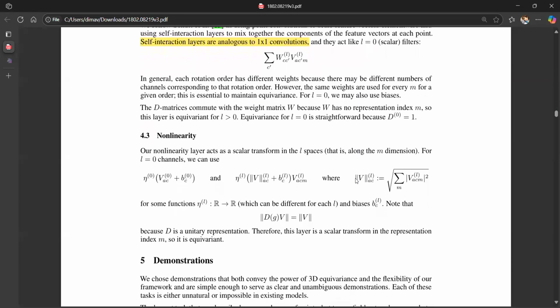Okay. So now the non-linearity comes from the following form. So they have scalar functions, right? Defined as follows.